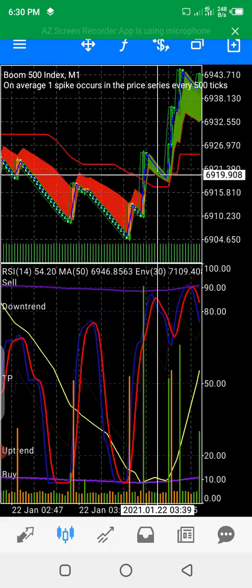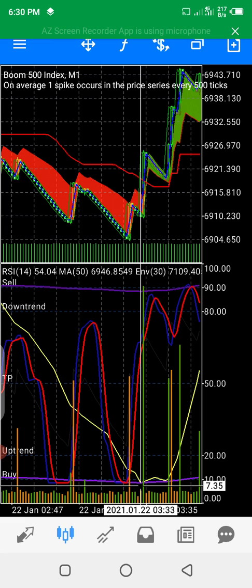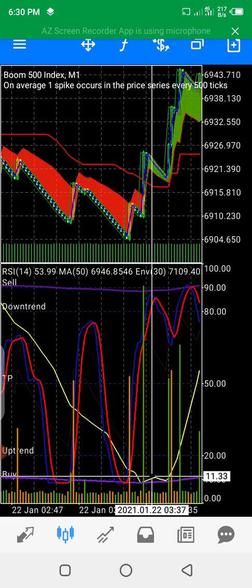Look here, the colors change to green. Let's go down. Look at this. The yellow line is pointing up. We're moving in an uptrend. And for you to catch the big fish, you need to be in an uptrend.